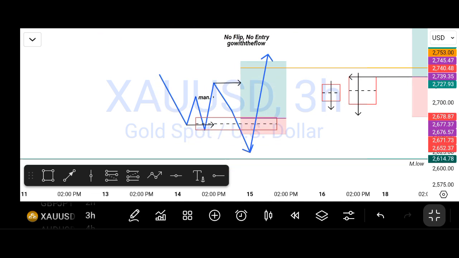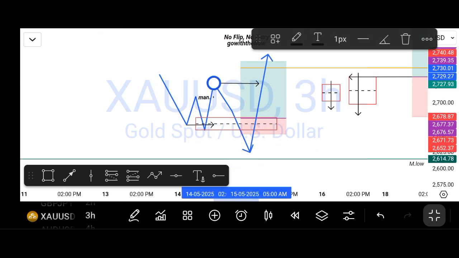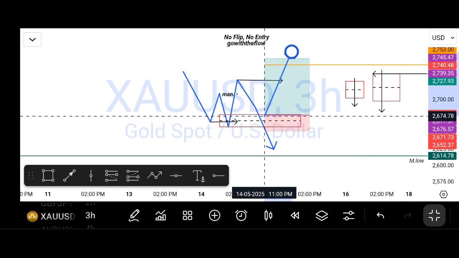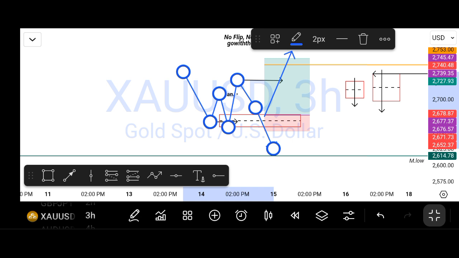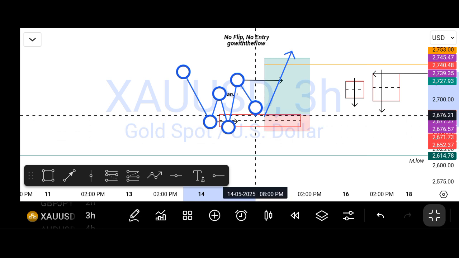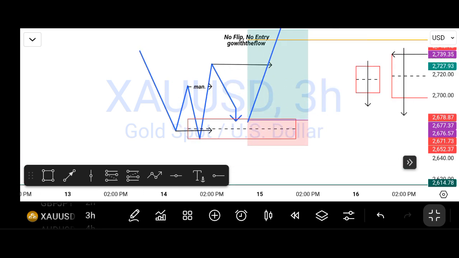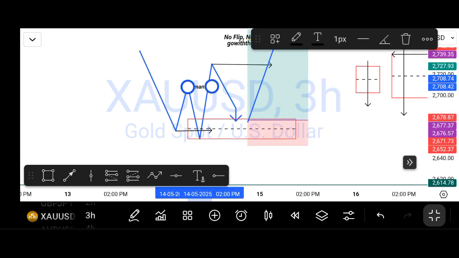If we see this setup inside the discount zone, we buy. Anywhere we see manipulation, we buy and make our profit, right? So once price gives us manipulation, what is manipulation?